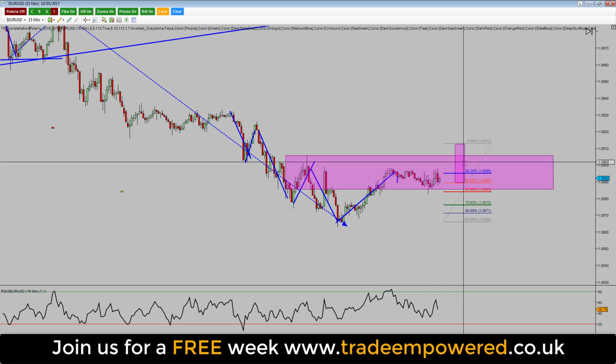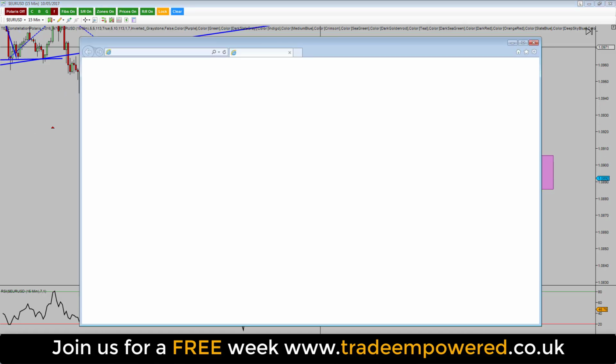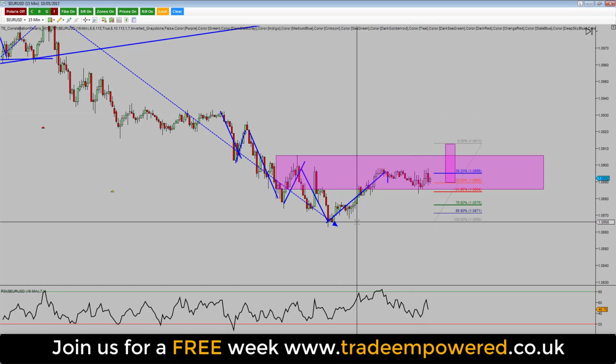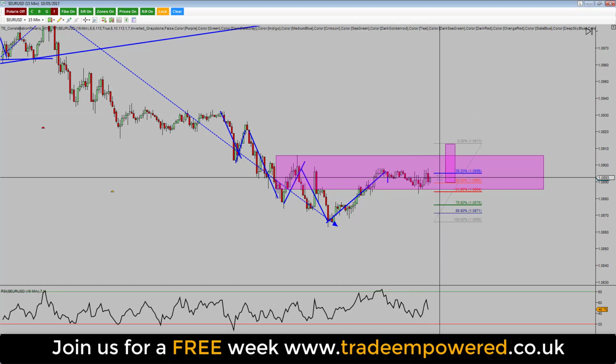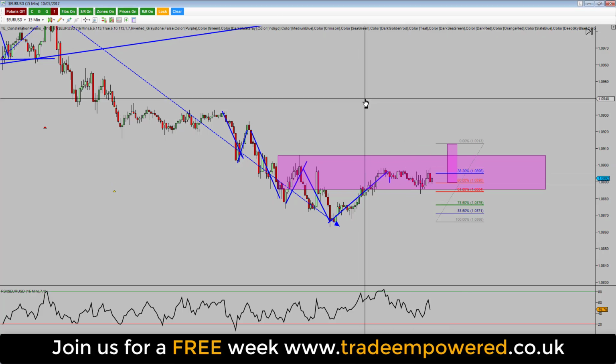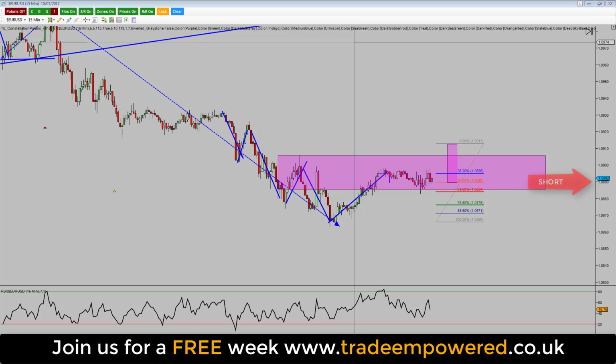Yep. Do you know what, guys? I'm going to short this. Yep. It's a late entry to a day trade. I'm going to be a bit more aggressive on the day trade. I'm going to take a short here. I'm shorting at market. 0892 I got short at.